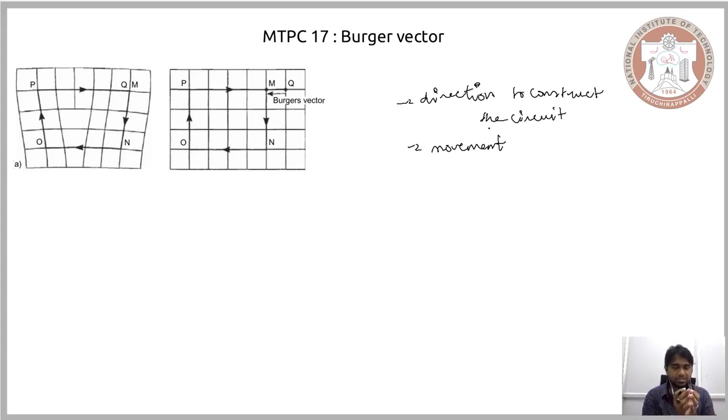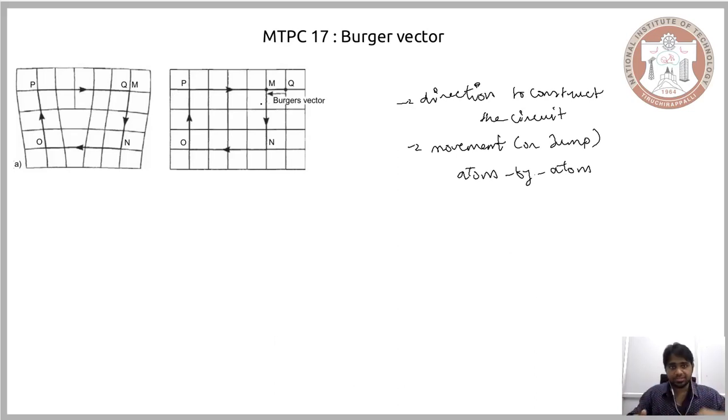A Burger circuit is characterized by two critical aspects. One is the direction that you take, and the other is the jump that we perform. What I mean by jump is that when we construct a Burger circuit, we jump from one atomic position to another atomic position, one atom to another atom. That is what we mean by atom by atom movement. So, we move atom by atom when we are constructing the Burger circuit.